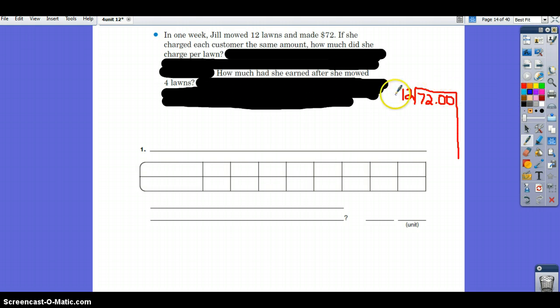So let's do a little math. Can 12 go into 7? No. Can 12 go into 72? Yes. Go into 72 6 times. Multiply back. 6 times 2 is 12. Carry a 1. 6 times 1 is 6, plus 1 is 7. I subtract. I bring down a 0. I divide again. 0 divided by 12 is 0. So I bring down again 0. So 0 divided by 12 is 0. I put my decimal in. I charge $6 for each lawn that I mowed.